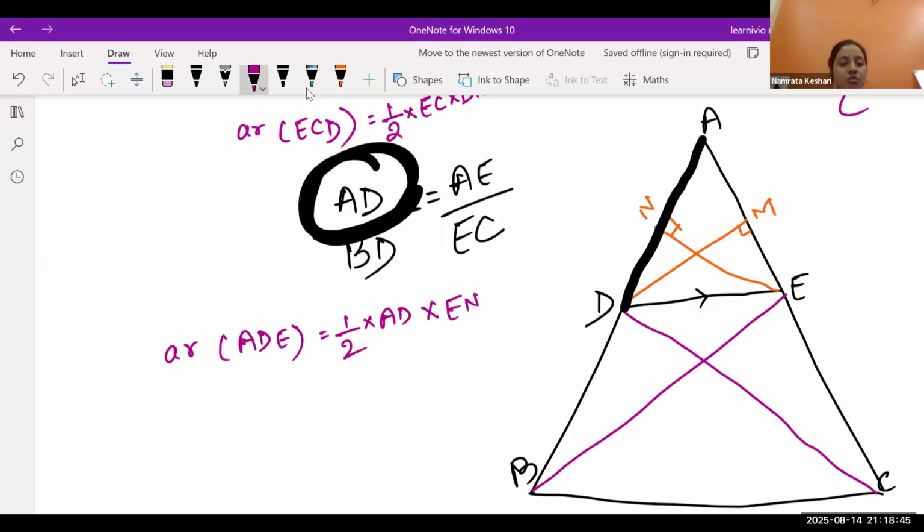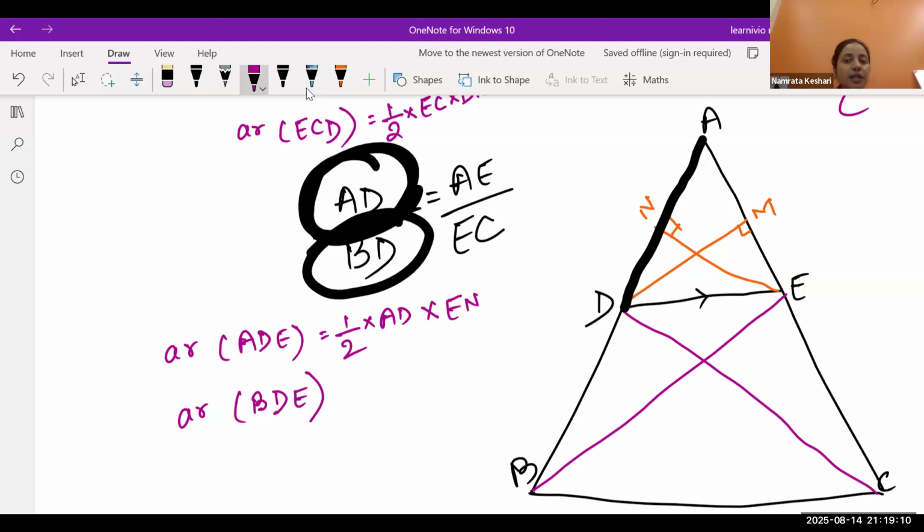Any confusion so far? No, ma'am. Then you are seeing the denominator over here is BD. You are going to take such a triangle where BD needs to be there. You will find two triangles with the base BD, but you have to pick triangle BDE, because if you take triangle BDC, there is no height, no altitude. You don't know anything.